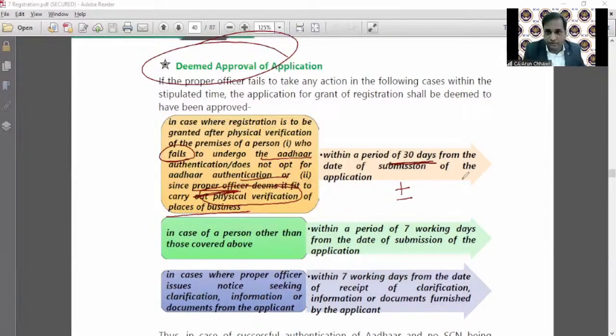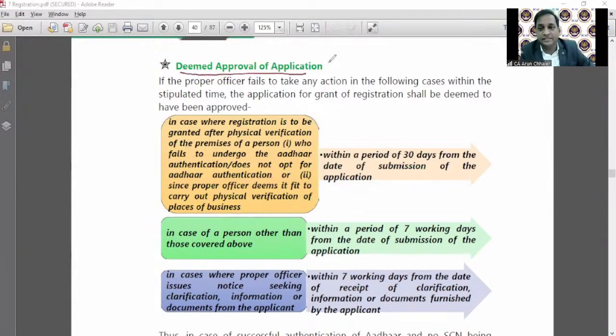Third thing, suppose within 30 days or 7 days, the officer has issued a notice seeking clarification. I have to give the reply. And after giving the reply, within 7 days, no action has been taken. Again, it will be considered as a deemed approval. Working day excludes the holidays notified by the government, like Saturday, Sunday, or any other national holiday.